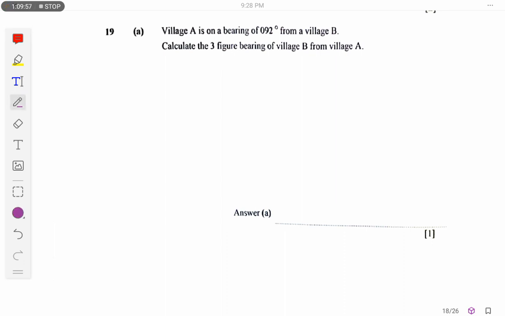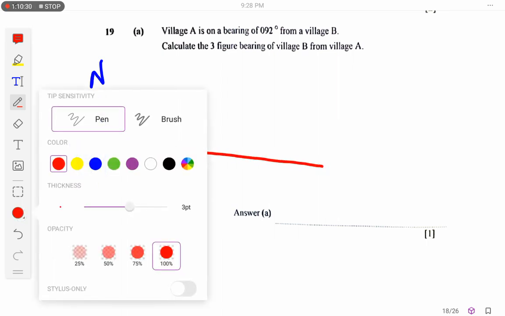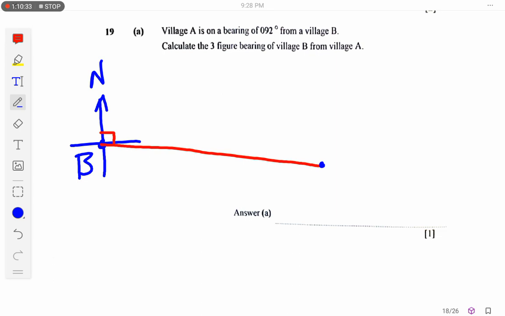We are almost there. We have a village A on a bearing of 092 from a village B. If they say from, you start from that one. So I can have my B here, and this is my north. They are saying it's at 092. This is 90 here, so when it's more like 92, it's more like this. That's my 92, so my A is here. I will also draw my north there. So this is our A like this.